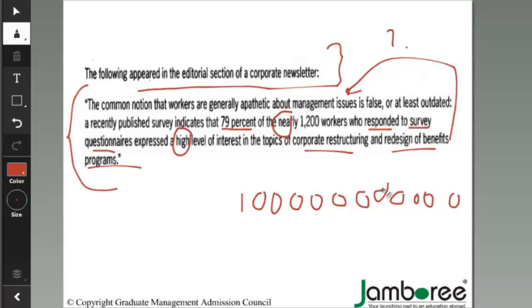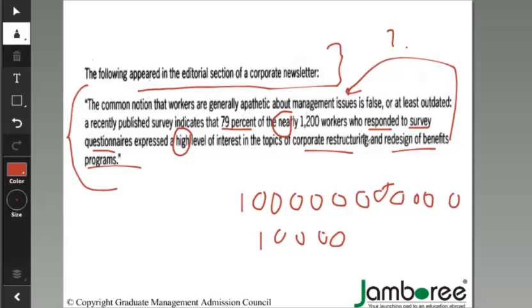So 1200 out of this or 1200 out of that, there's a difference, right? Unless I know what percentage of the total workers the 1200 is, 79% of 1200 does not make sense. Based on this, maybe this is not a majority. If it's a global company with 100 million workers, then 1200 is a very small number, and of that also 79% who responded to the survey.